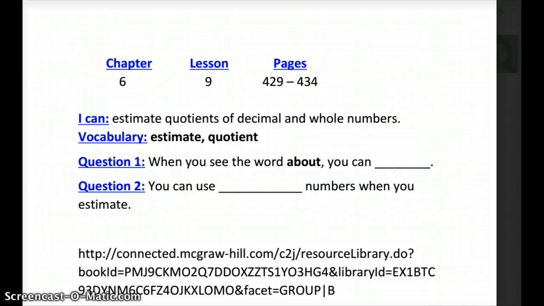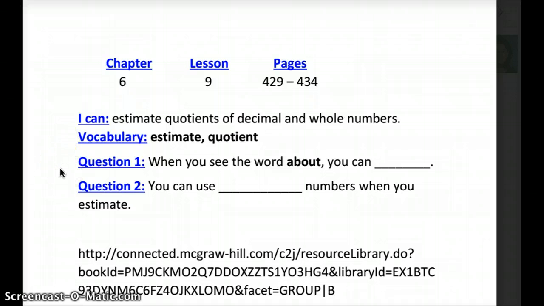Today's lesson is Chapter 6, Lesson 9, on pages 429 through 434. Our objective today is, I can estimate quotients of decimal and whole numbers. Vocabulary: estimate and quotient. Question 1.